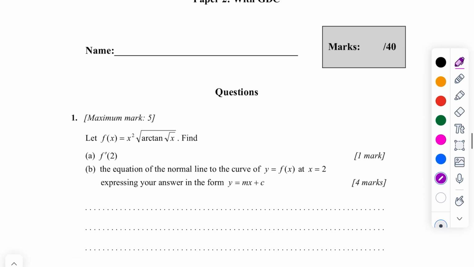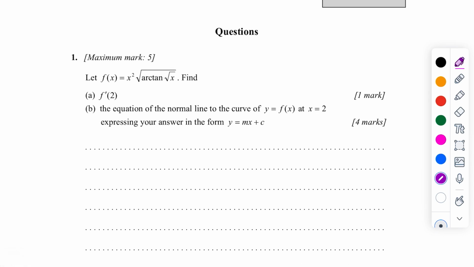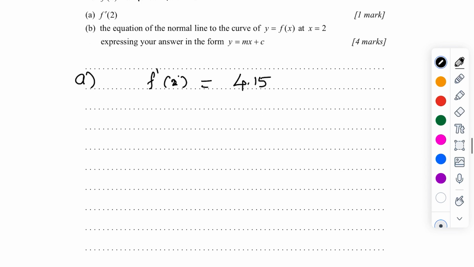Now paper 2 with GDC. f of x equals x square arc tan of square root of x. Find f prime 2. Directly by GDC you can find it out. f prime 2, plug that in the GDC and get it out. Its value is 4.15. Find the equation of the normal line. Again you can draw the tangent line by GDC. This is all by GDC. So you should be getting the tangent line is minus 0.241x plus 4.39.